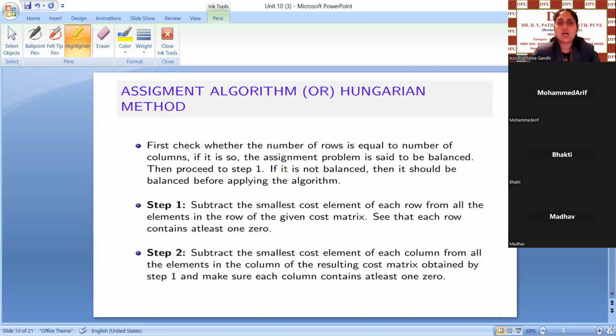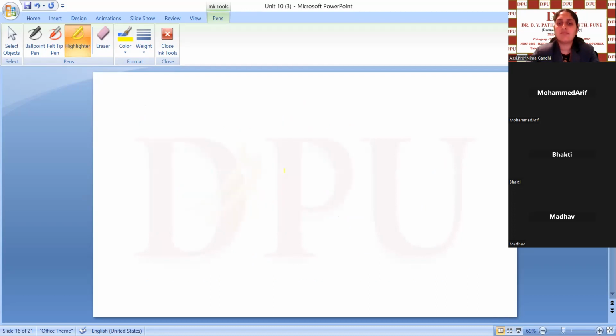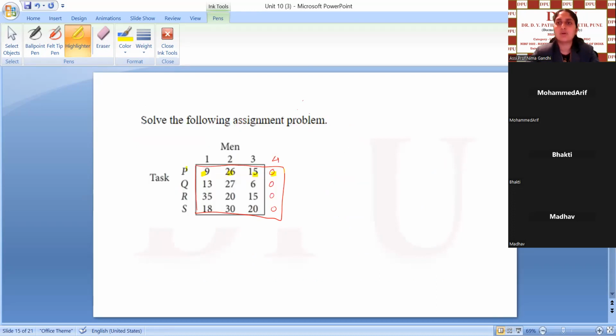Subtract the smallest cost element of each column from all the elements in the column of the resulting cost matrix obtained by step 1. So what we have done here: first we calculated the row minimum, then we subtracted the row minimum from each of the observations. So now we have the transformed matrix with us. From that transformed matrix, we are finding the column minimum.